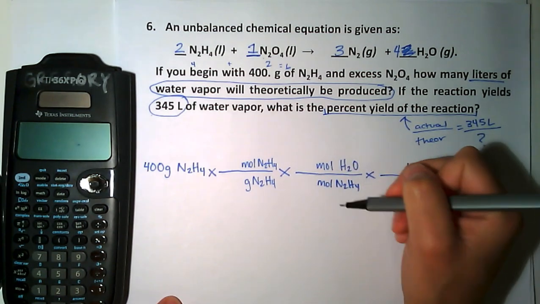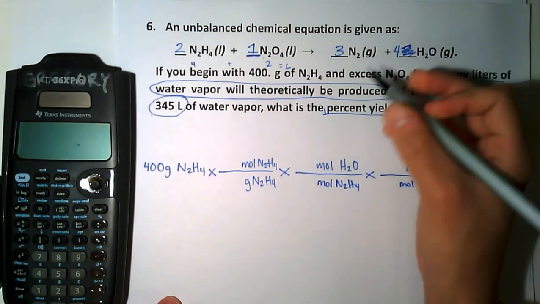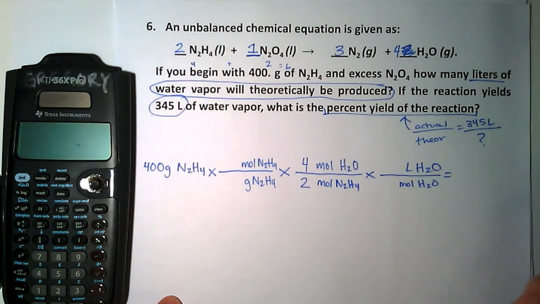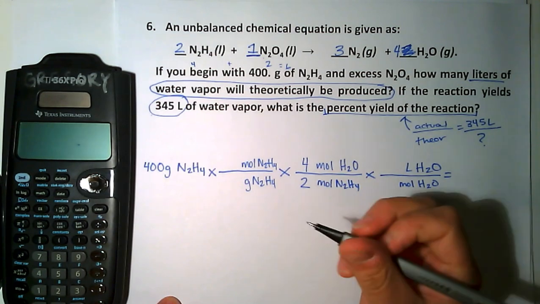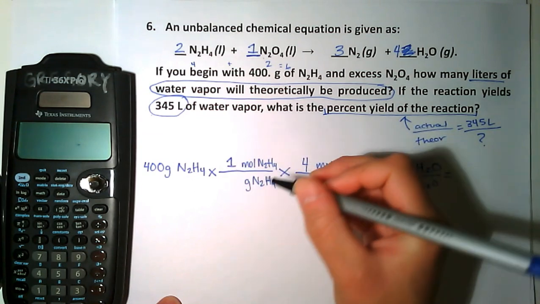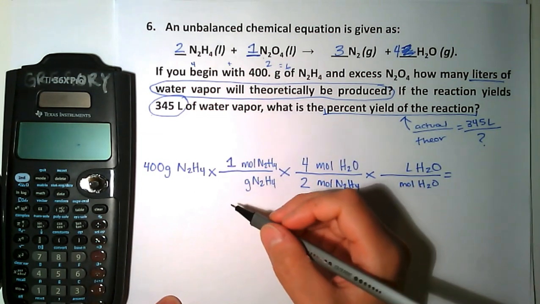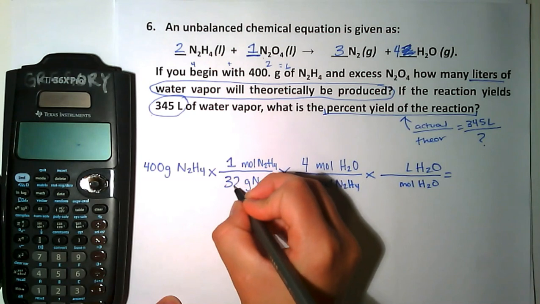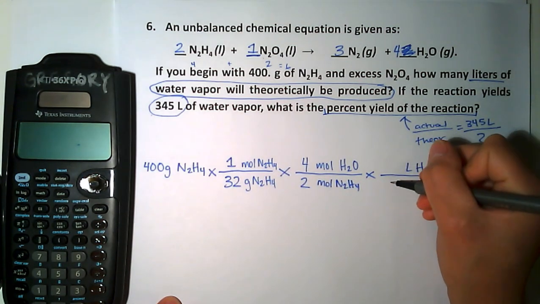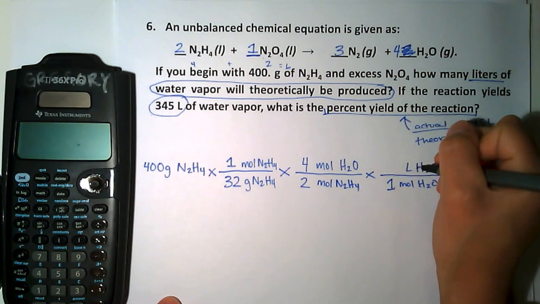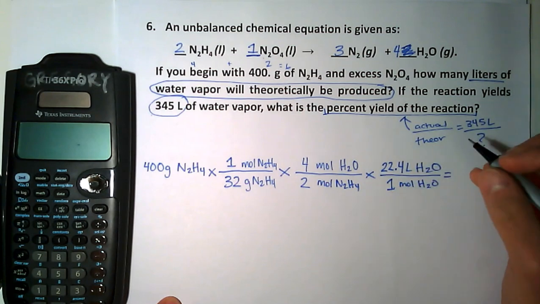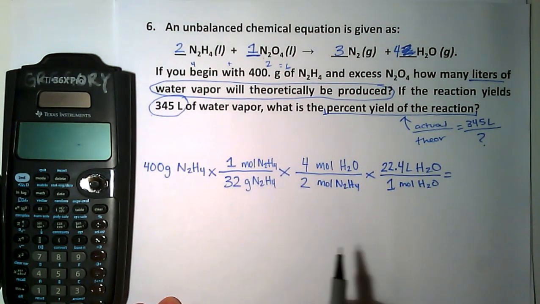So for our mole-to-mole ratio, we just look at our problem, 4 moles of H2O and 2 moles of N2H4, a 4:2 ratio. Then we need to add up the molar mass of N2H4, so 1 mole of N2H4, if we add up 2 nitrogens and 4 hydrogens, that gives us 32 grams per 1 mole. And then we know that the number of liters in a mole is always the same. The number of liters of gas in 1 mole of gas is always 22.4 liters. So now we can solve this problem.